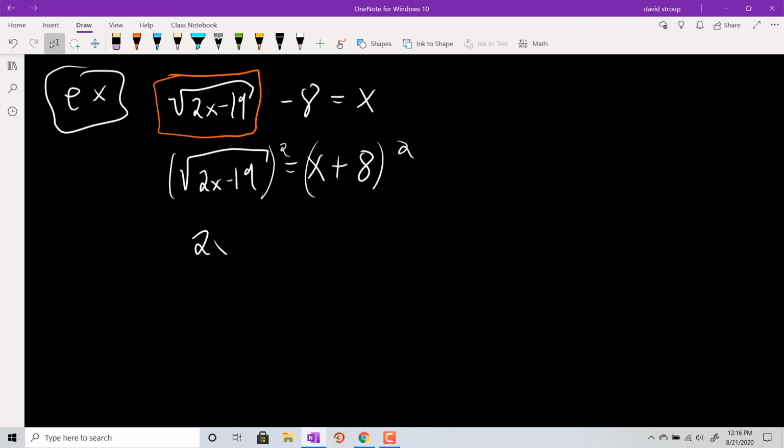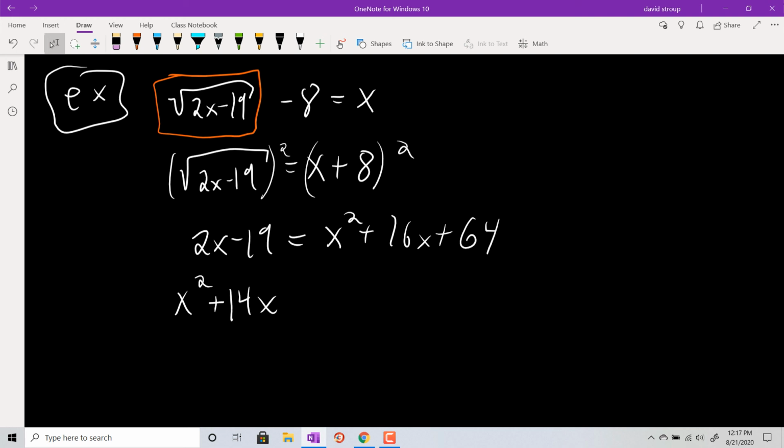On the left-hand side, the radical will go away. On the right-hand side, you got to FOIL that. So it's going to be x squared plus 8x plus 8x is 16x plus 8 times 8 is 64. Then I'm going to collect everything on one side. So x squared, subtract the 2x over, you'll get plus 14x. And then subtract the 19 over, and you get 45. I copied it wrong earlier, I apologize. So x squared plus 14x plus 45 equals 0. I'm looking at my notes, so I'm cheating a little.